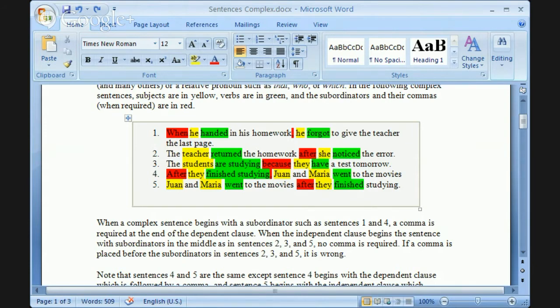Yes, you can start a sentence with a subordinator, like example number 1. Or our next example, number 4: After they finish studying, comma. Again, when our dependent clause goes first, we need a comma. After they finish studying, Juan and Maria went to the movies. And then finally, sentence 5: Juan and Maria went to the movies after they finished studying.